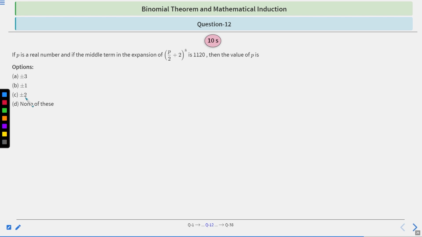Now, we have the next question, which is question number 12. And it says, if p is a real number and if the middle term in the expansion of p by 2 plus 2 to the power 8 is 1120, then the value of p is. So you have 10 seconds to solve this question. After 10 seconds, we will discuss the solution.